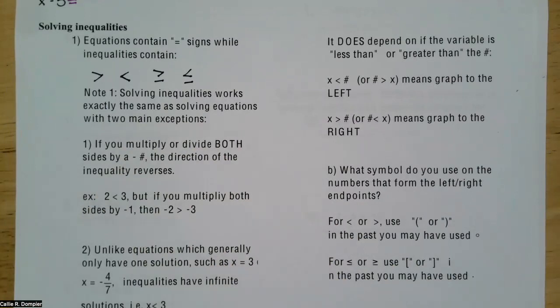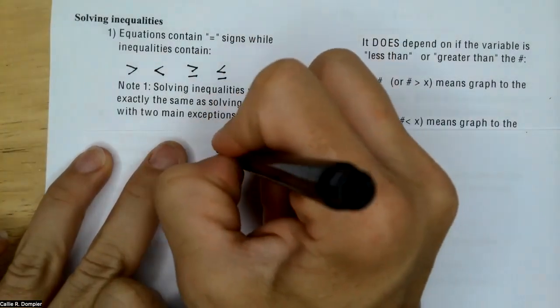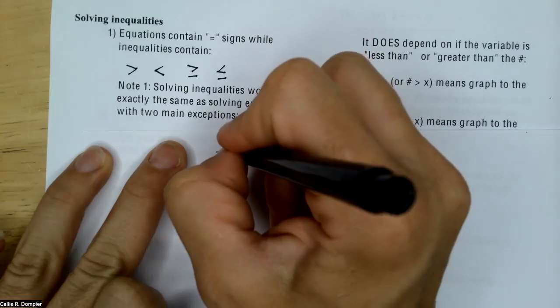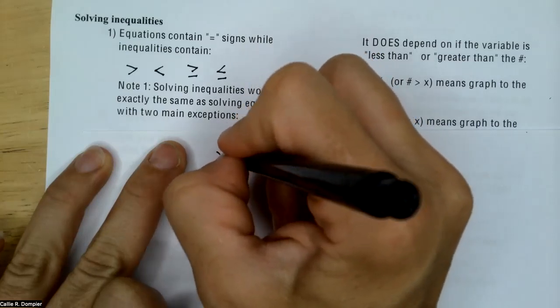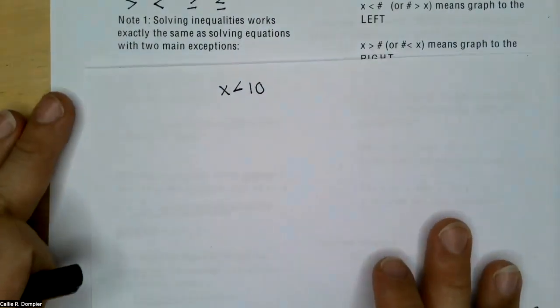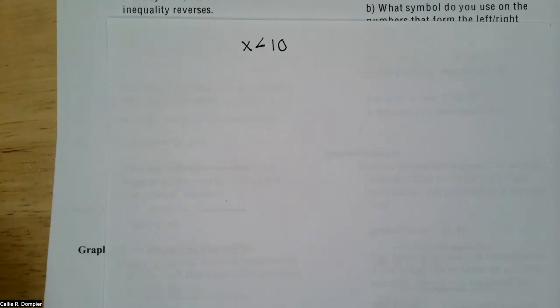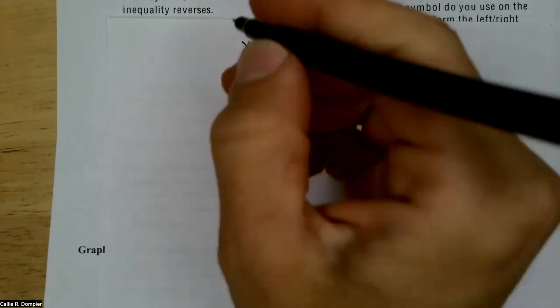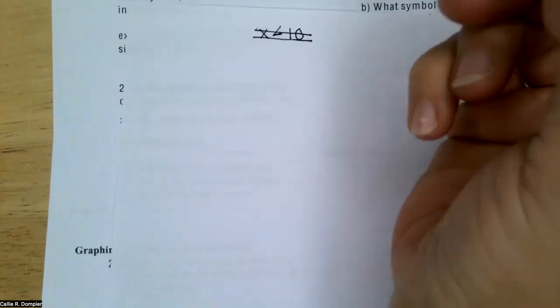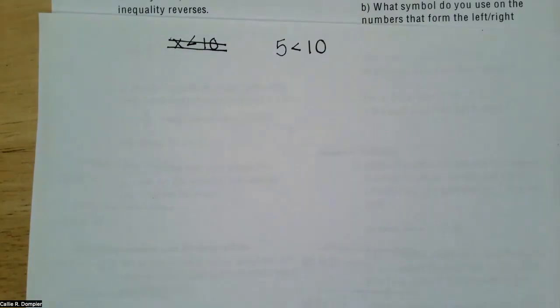So, for example, let's say x is less than 10. We're not even going to do x is less than 10. Sorry, guys, I should have thought this out before I started talking. Let's say 5 is less than 10. Much easier to understand that one, right? It is true. 5 is less than 10.